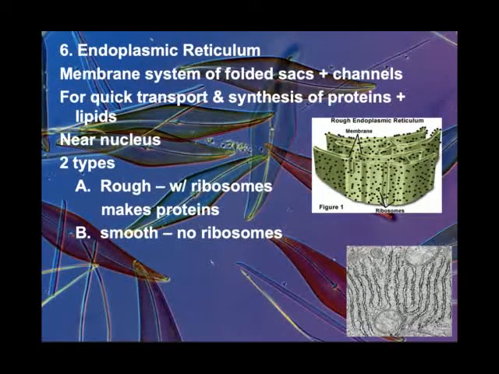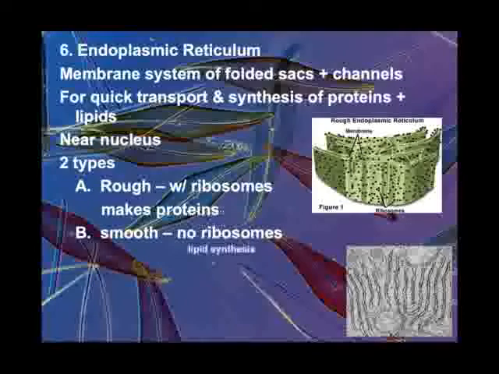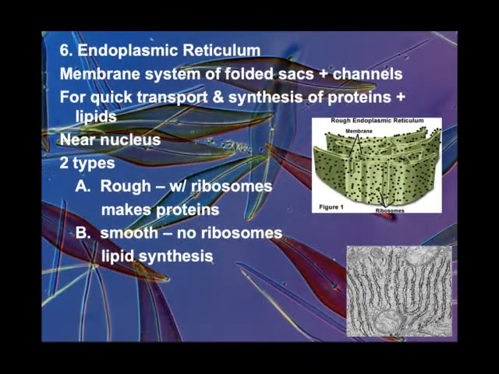Smooth endoplasmic reticulum has a smooth side because, you guessed it, no ribosomes. And smooth endoplasmic reticulum is responsible for lipid synthesis, making the lipids. It also detoxes chemicals in liver cells.